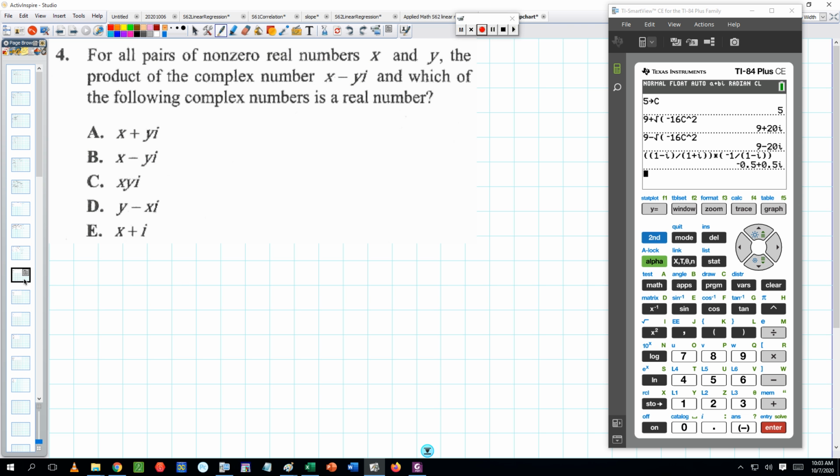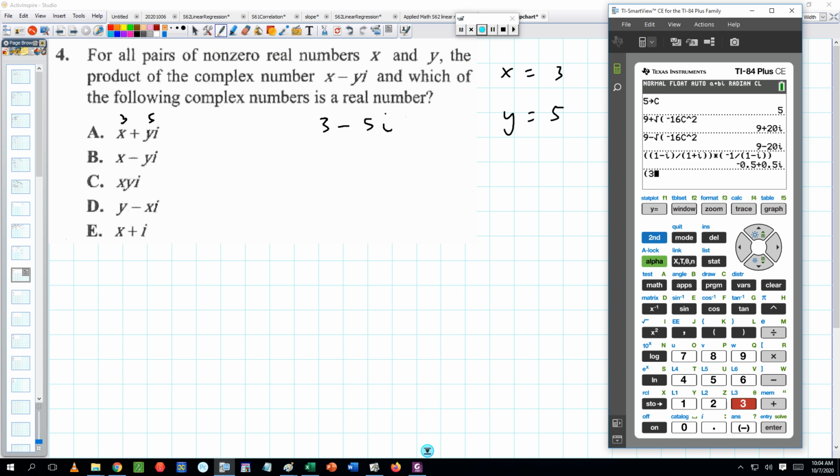Number 4, for all pairs of non-zero real numbers x and y, so I'm going to make up an example. I'm going to let x be 3, and I'm going to let y be non-zero 5. The product of the complex number x minus yi, I'm using my example, and which of the following is a real number? So remember, all the x's I'm going to replace with a 3, and all the y's I'm going to replace with the 5.